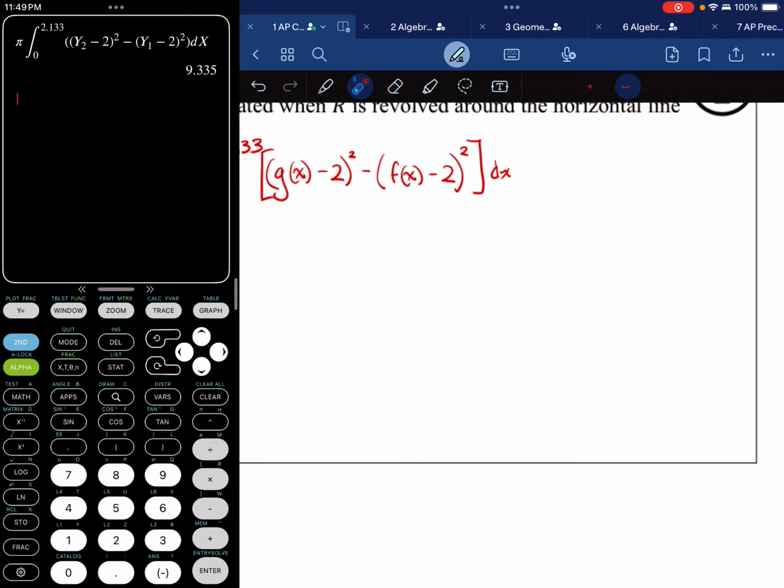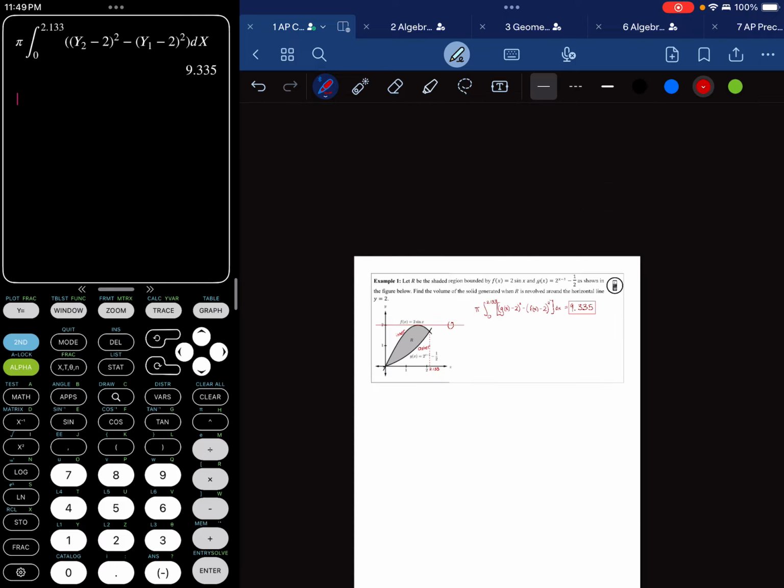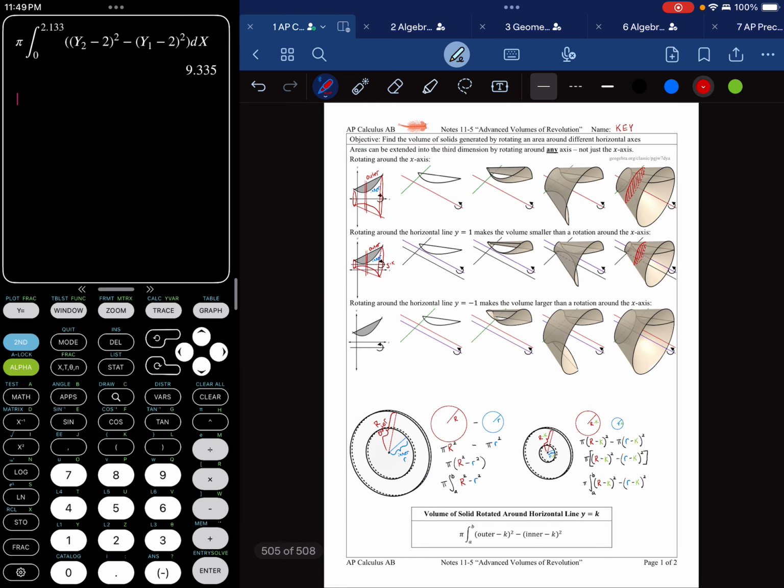I just hit enter, and I get my answer, which is going to be different than our last video. And I get 9.335, rounding automatically to 3 decimal places because that's how I have my calculator settings. Excellent. That concludes our notes for 11-5, Advanced Volumes of Revolution for AP Calculus AB. And that concludes our last new lesson of AP Calculus AB. Thanks for watching.